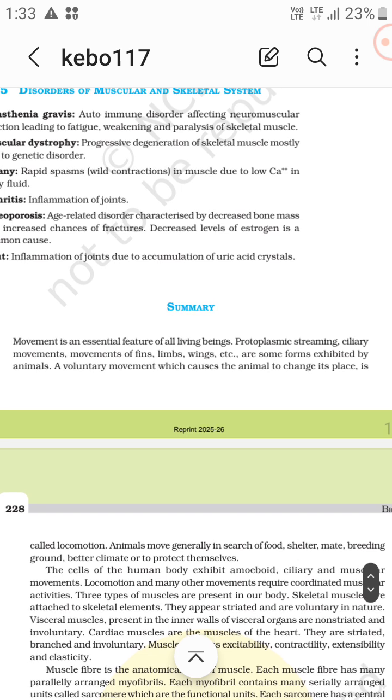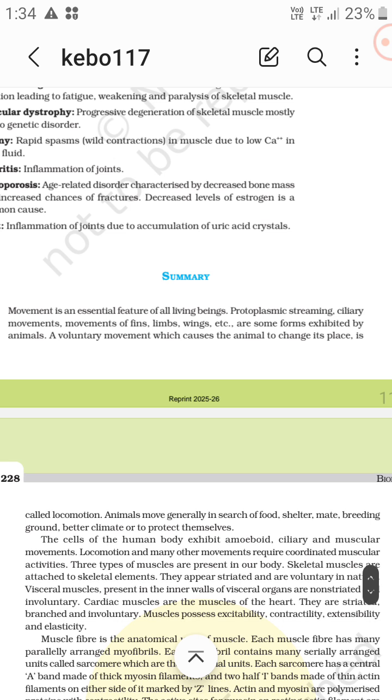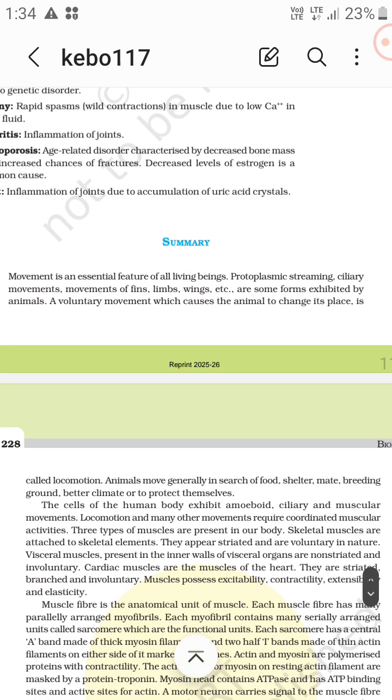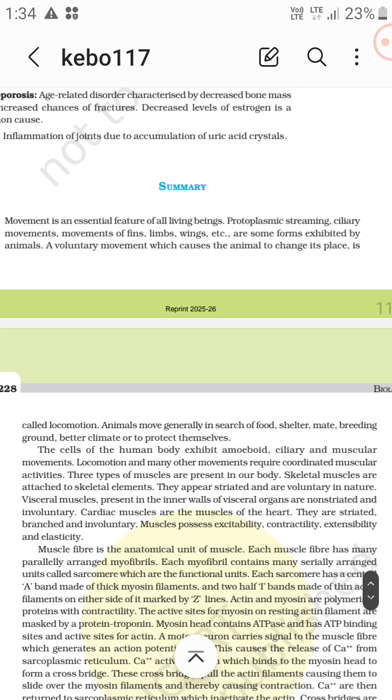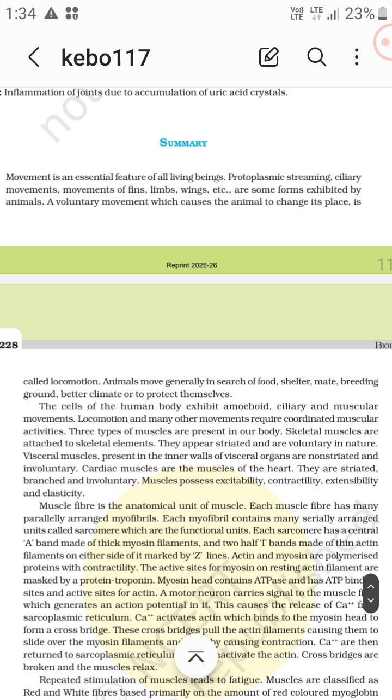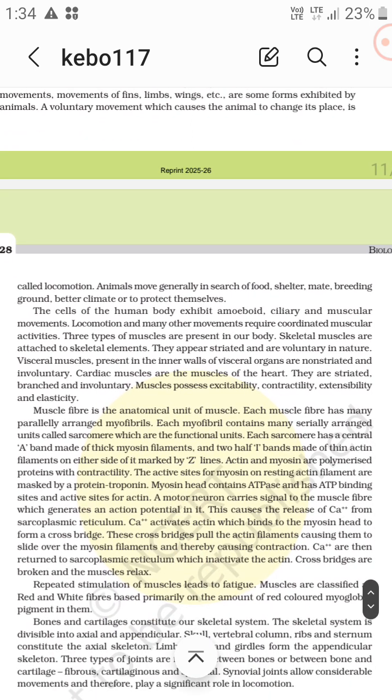A voluntary movement which causes the animal to change its place is called locomotion. It is a voluntary movement, that is, it's in our control. Animals move generally in search of food, shelter, mate, breeding ground, better climate, or to protect themselves. So this is why they need movement.